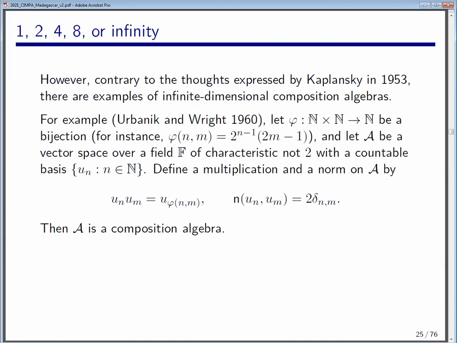Take any bijection from N cross N into N. For instance, I start the natural numbers with 1. Since any natural number is uniquely written as a product of a power of 2 and an odd natural number, in a unique way because of prime factorization, this is a bijection. By the way, this kind of bijection shows that the countable union of countable sets is countable. And this kind of thing in set theory.